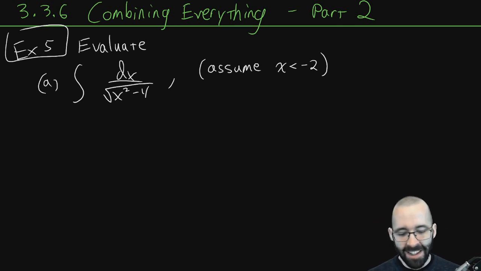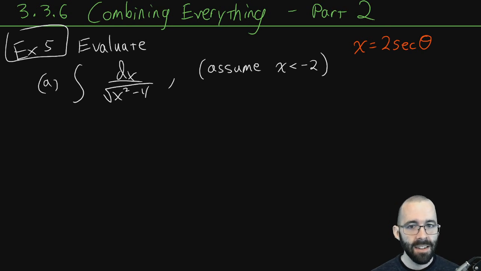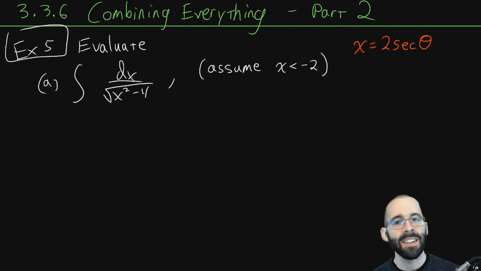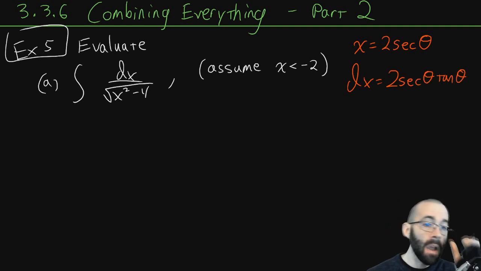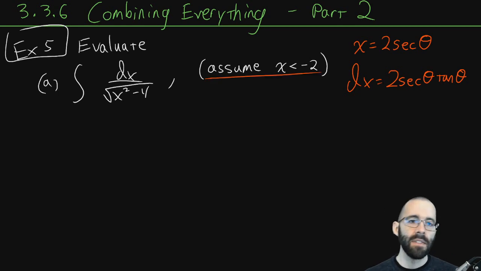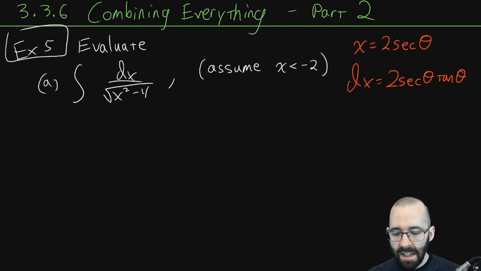All right. So we want x squared to be 4 secant squared. So we'll let x be 2 times secant of theta. That way we'll get the right numbers so that we can factor something out and get a tangent underneath. So dx will then be 2 secant theta tangent of theta. Specifically, let's also look at this. If x is less than -2, what do we know about secant?